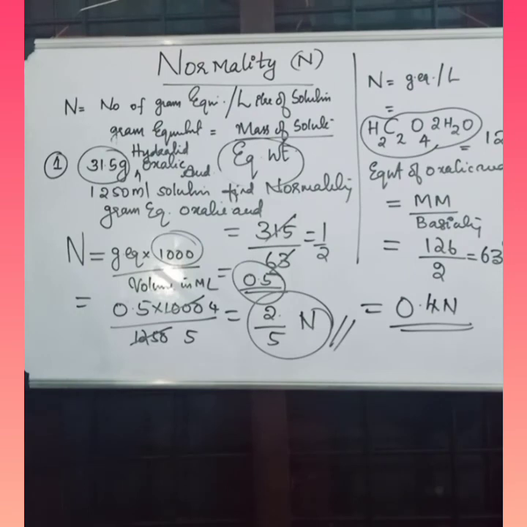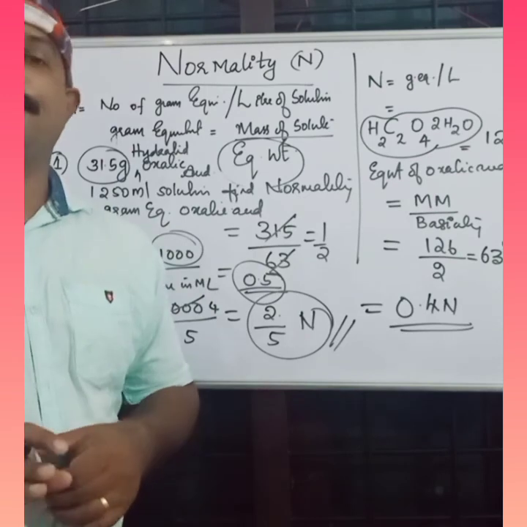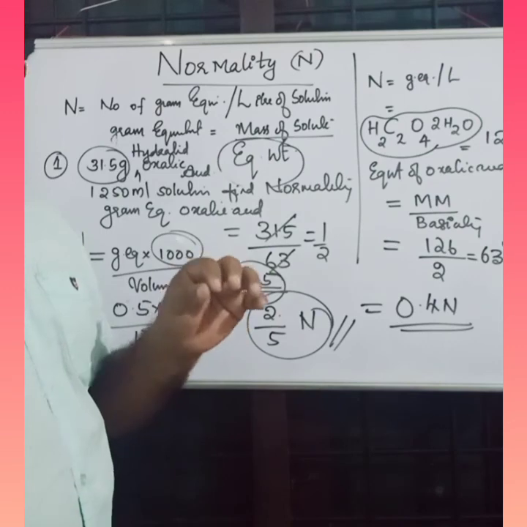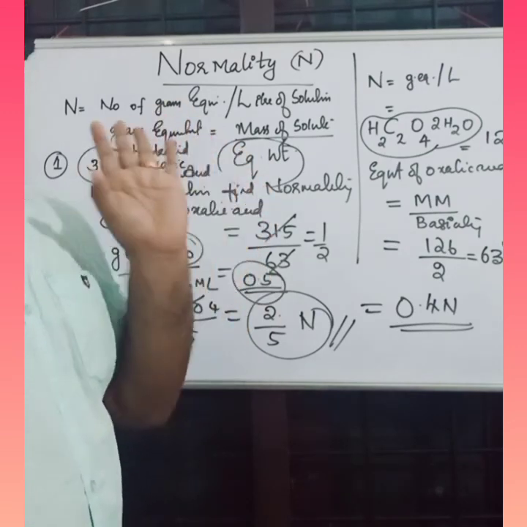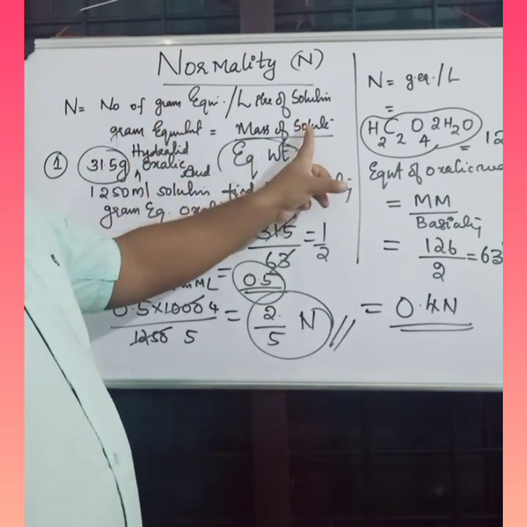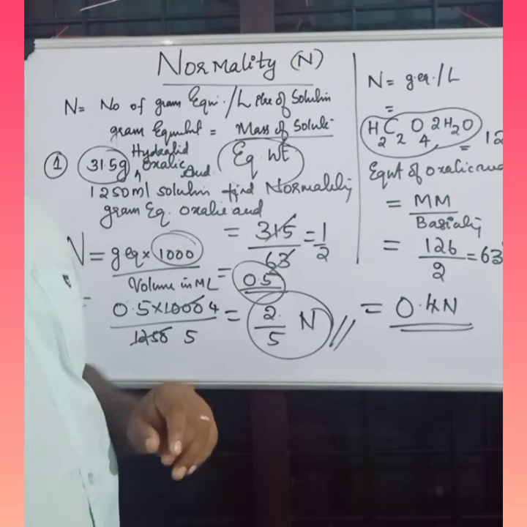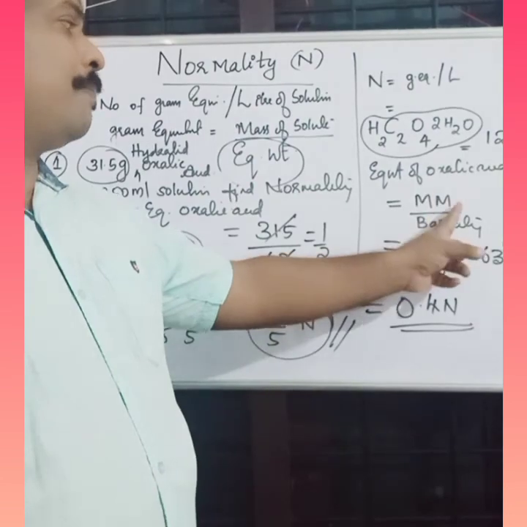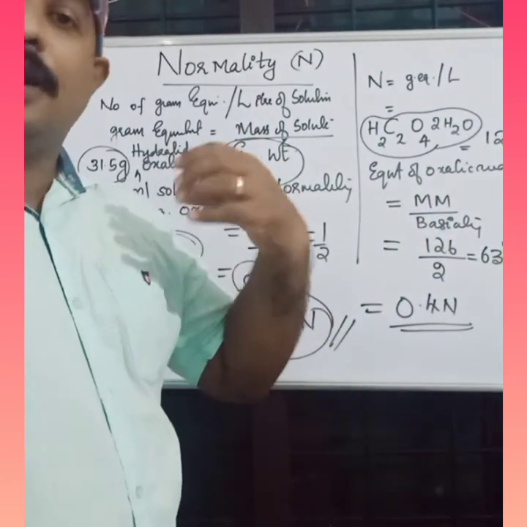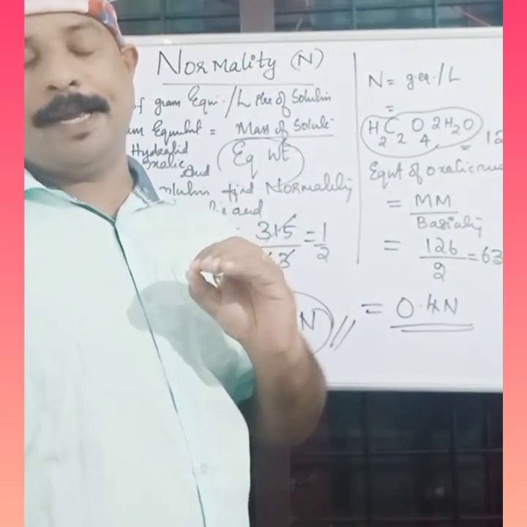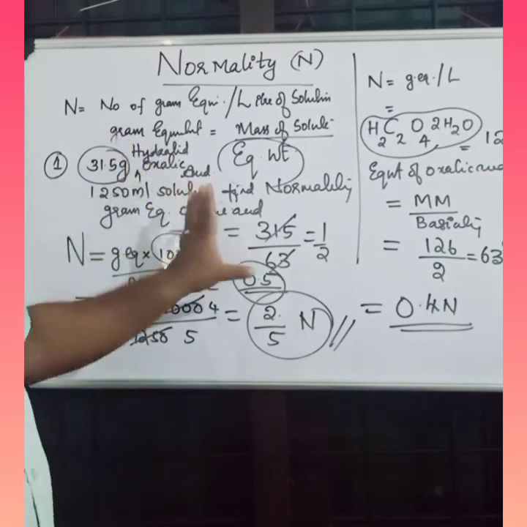This is the topic of normality. Once again I am repeating: what is normality? It is the number of gram equivalents per liter of the solution. The number of gram equivalents is equal to mass of solute divided by equivalent weight. The equivalent weight of an acid is equal to molecular mass divided by its basicity. The equivalent weight of a base is equal to molecular mass divided by acidicity. Clear?